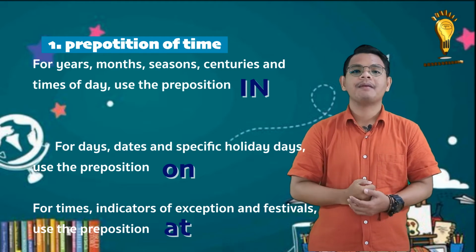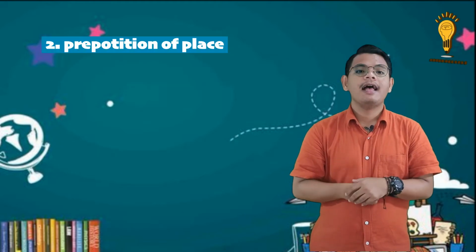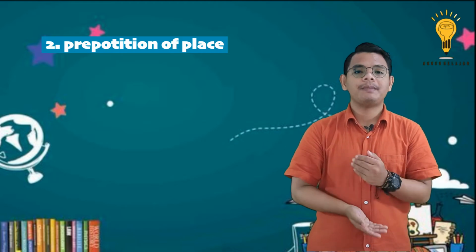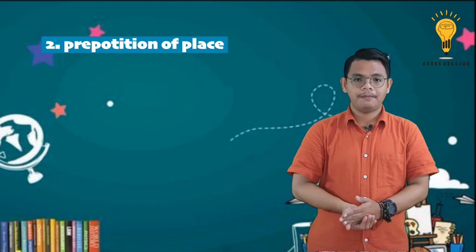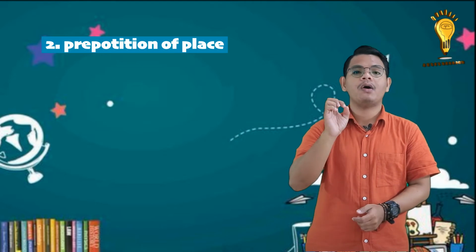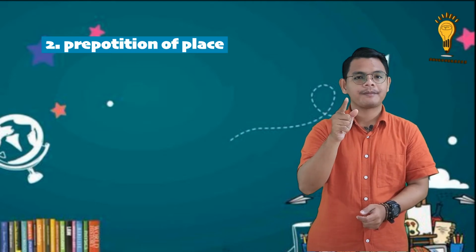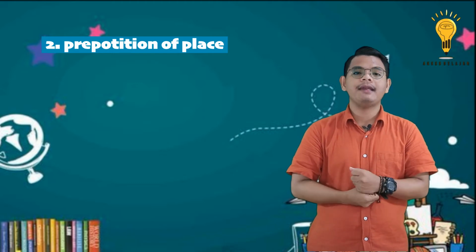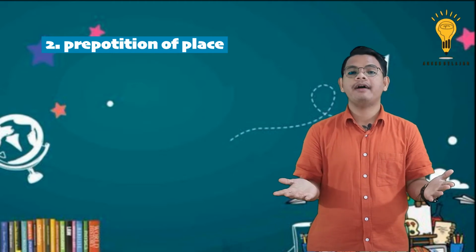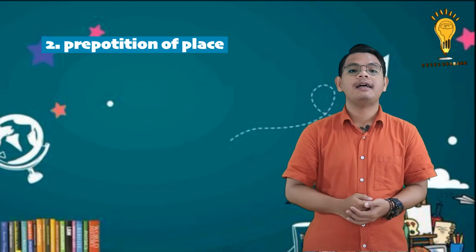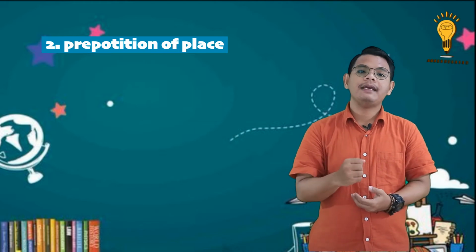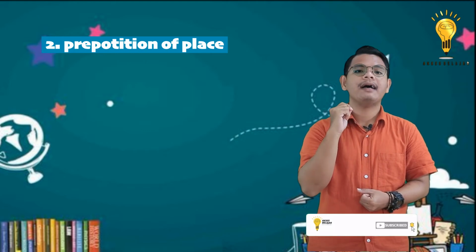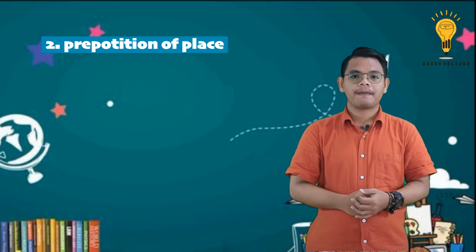Number 2. Preposition of place. To confuse matters a bit, the most common prepositions of time, like on, at, in, are also the most common prepositions to indicate position. However, the rules are a little clearer. Place prepositions are a more rigid concept than time prepositions.